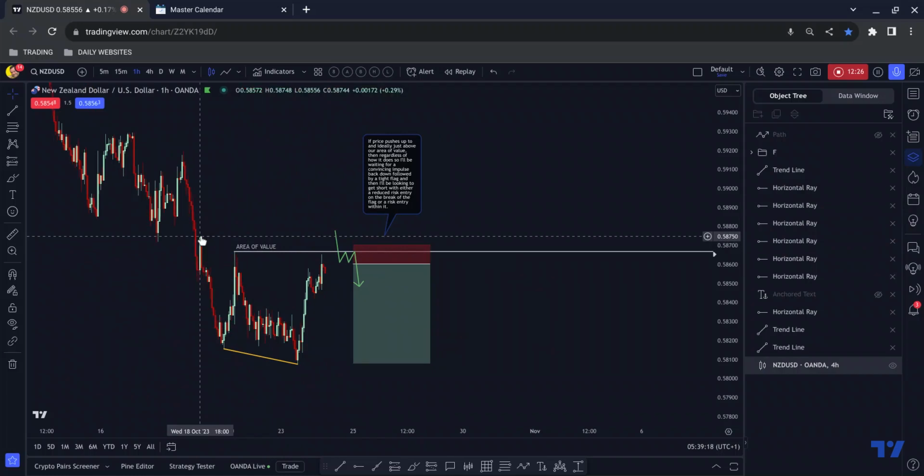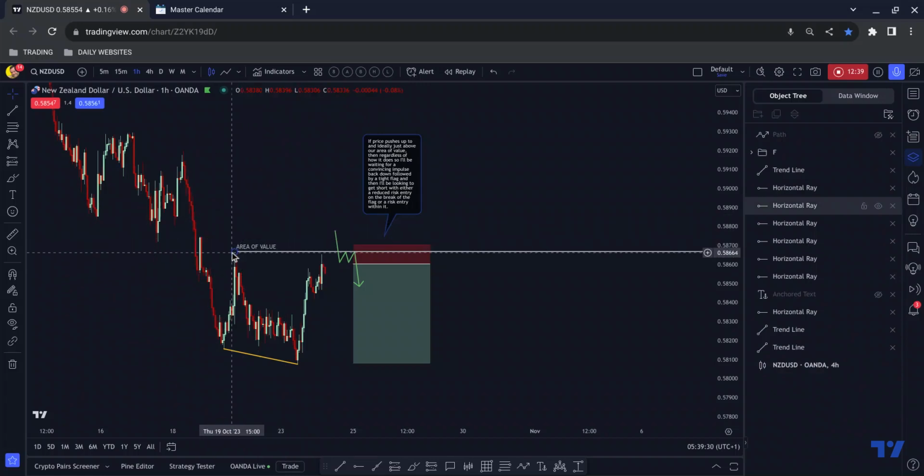It may also tap into this area as well, this sharp hook point. If it does, great, because that means we will have washed out the liquidity that was sat here and the liquidity that was sat here, which means we've washed out more liquidity than if we just tap into this area. But as a minimum, I'll be looking for price to tap into this area.